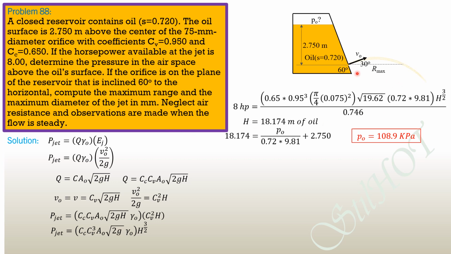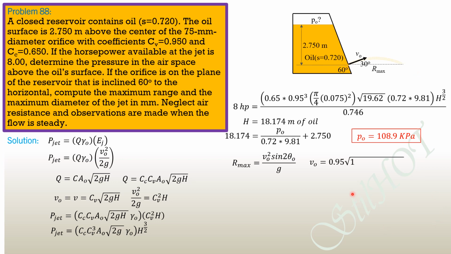Then the maximum range is equal to VO square sine 2 theta O over G from dynamics, or we can derive it supposedly, but just remember that R max is VO square sine of 2 theta O over G from dynamics. That's the horizontal range. So this distance here is when the jet strikes at the same level as the level of the orifice.